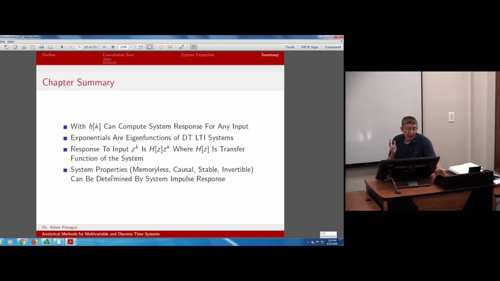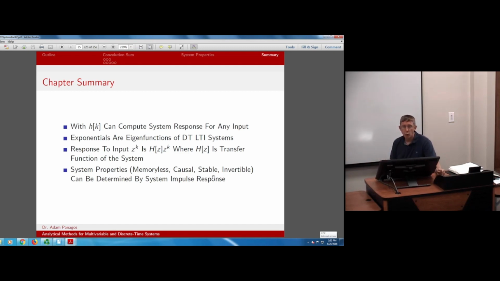If I give you h[k], not only can you compute the output in the time domain from any input, you can now analyze properties of the system. You can tell me if it's memoryless or not. That's easy. If it's just an impulse response, scaled up and down, a single one, it has no memory. If it's anything other than that, it has memory. You can tell if it's causal. If it has any values below time k equals 0, it's non-causal, otherwise it's causal.